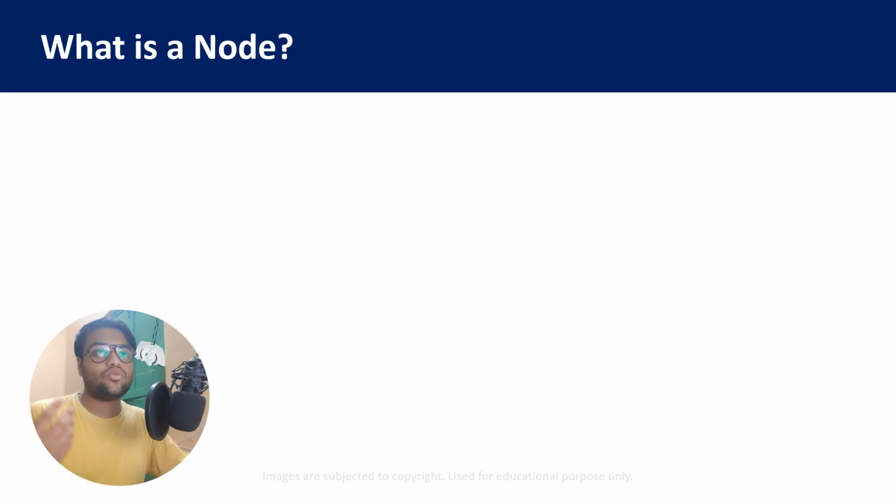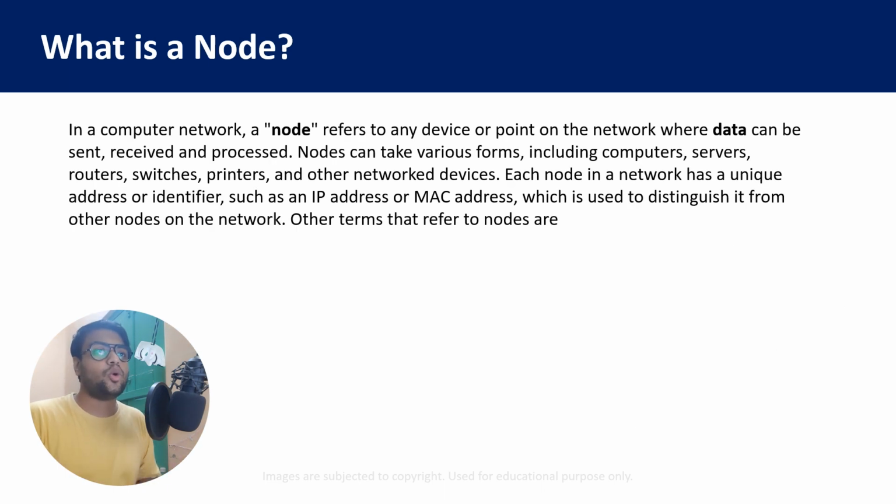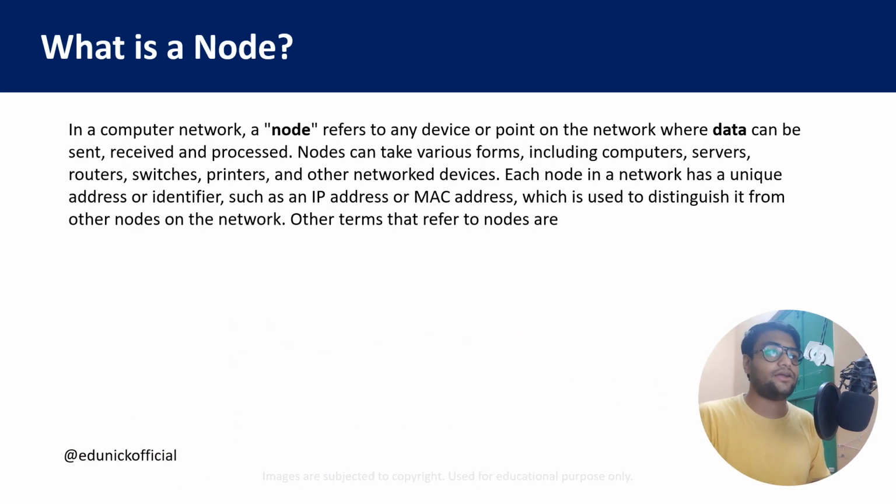The next slide is on what is a node. Very important. In a computer network, a node refers to any device or point on the network where data can be sent, received, and processed. So where we can send data, we can receive data, we can process data, we can store data, we can analyze data.